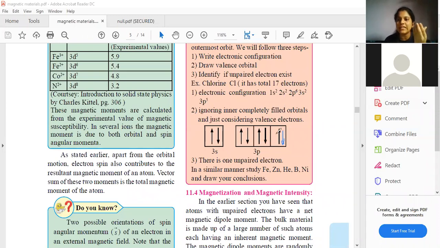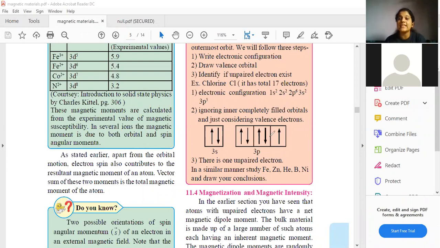So in a completely filled shell, or in a shell which has an even number of electrons, the positive and negative spins get cancelled out. So the net dipole moment, the total magnetic dipole moment in such a material, is zero. Okay, fine. But here the example is of a chlorine atom, right?